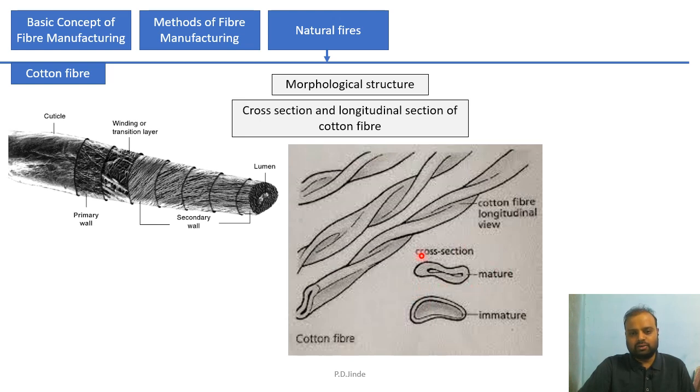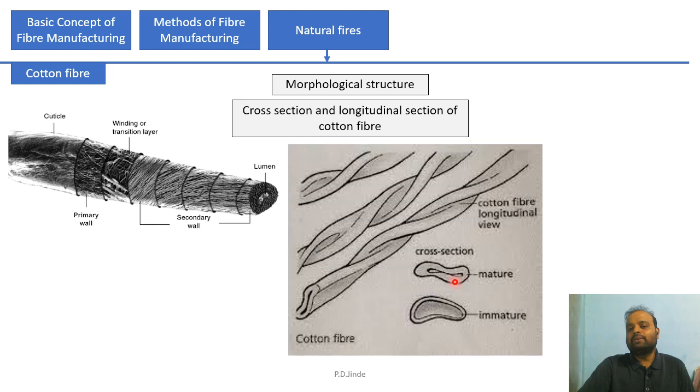You can see this is the cross-section area, right? It is similar to a kidney shape or bean shape, which has a middle lumen part which is collapsed. You can see this is a mature fiber and this is the cross section of an immature fiber. What is the basic difference between them? You can concentrate on the lumen, the central part. The lumen of the immature fiber is much bigger than that of the mature fiber.